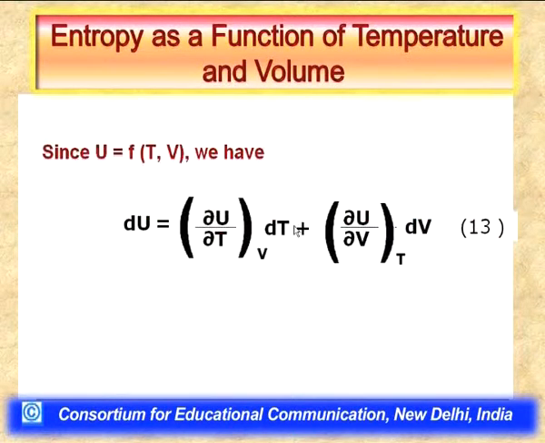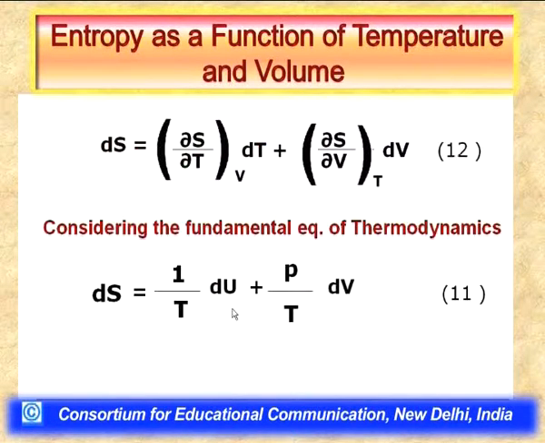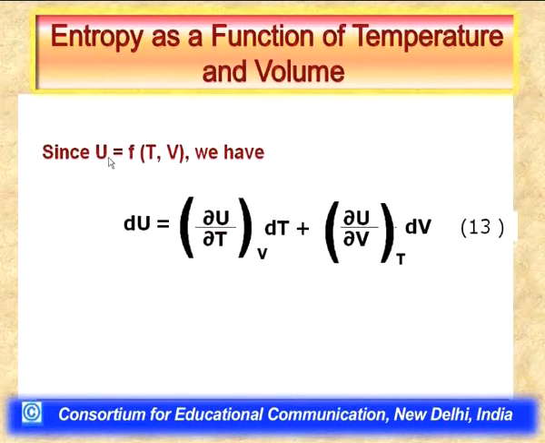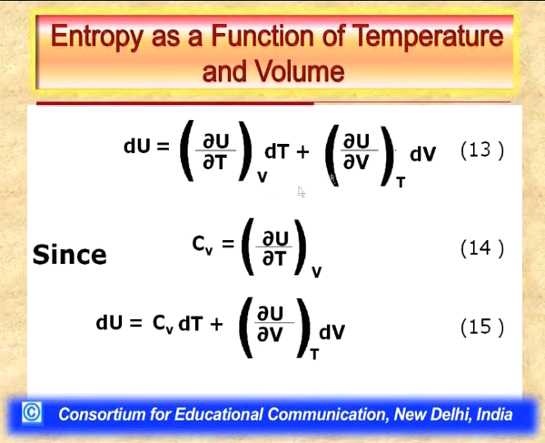What modification can we look for? We should look for some modification in a way that this change in internal energy, which is being shown here in the fundamental equation of thermodynamics, we can express in terms of temperature change and volume change, for which let us consider internal energy as a function of temperature and volume. So, therefore, we can write the change in internal energy as the rate of change of internal energy with temperature at constant volume times the change in temperature. Similarly, the second term we can write as the differential coefficient del U by del V at constant T times dV. So, this is equation 13.